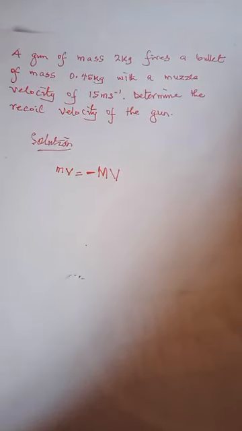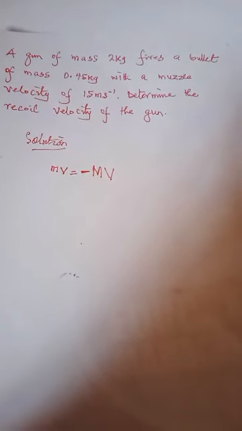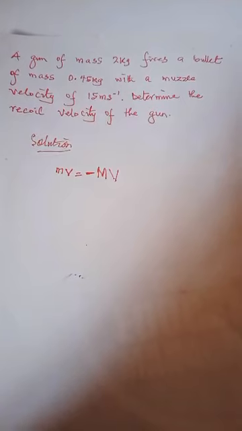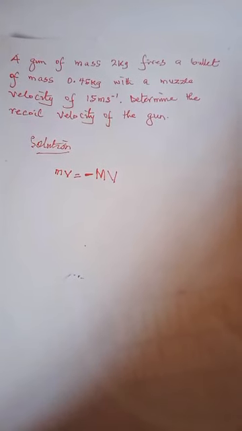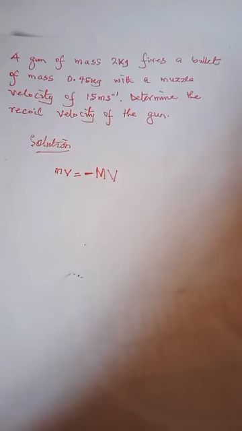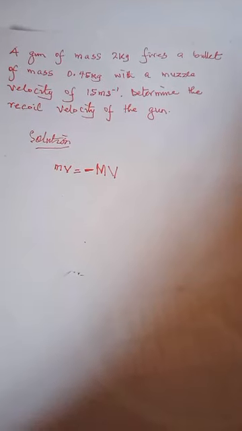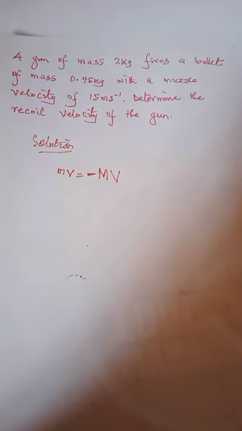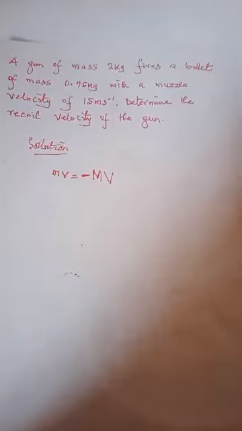Look at this question. It says, a gun of mass 2 kg fires a bullet of mass 0.5 kilograms with a muzzle velocity of 15 meters per second. Determine the recoil velocity of the gun. Now, the solution is there.